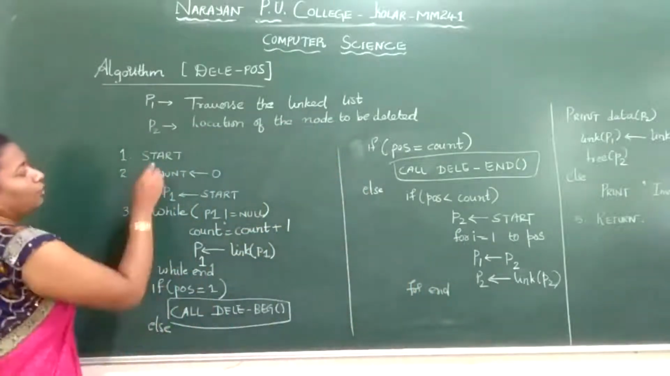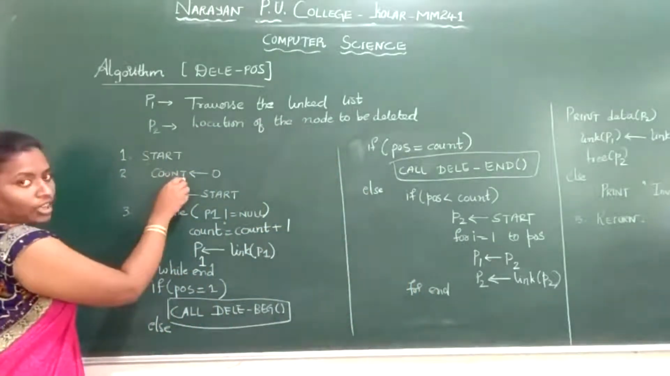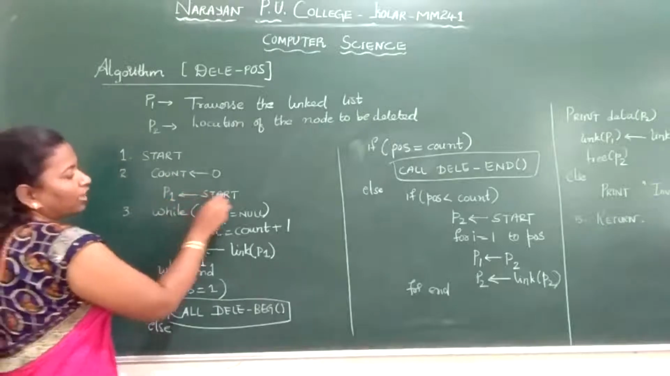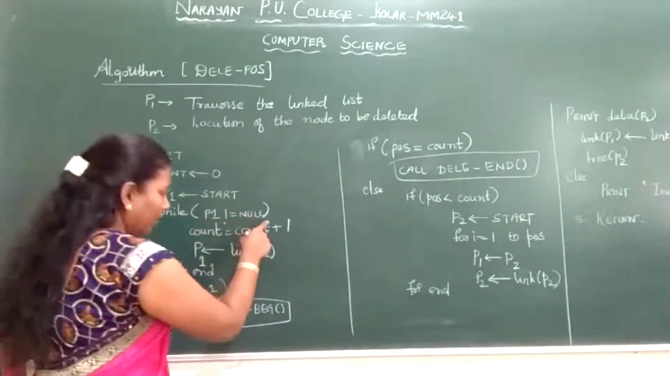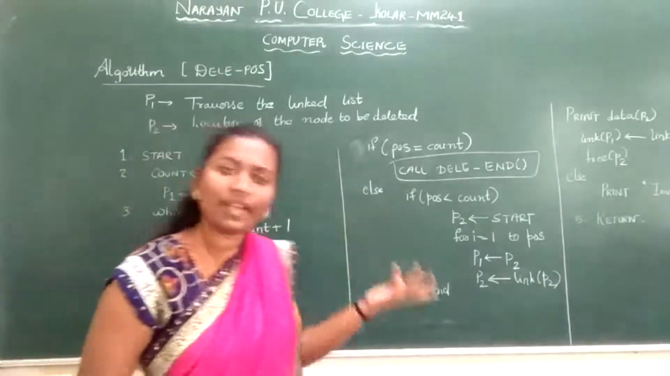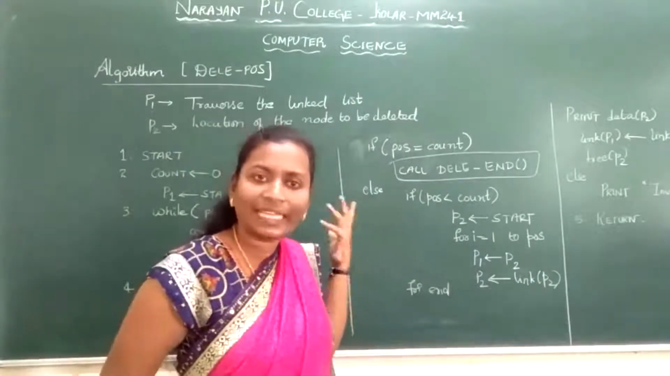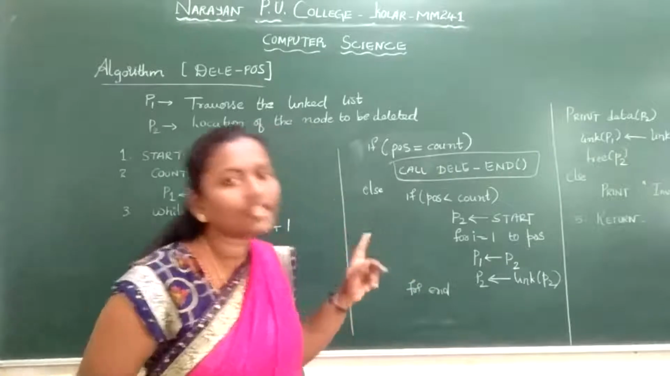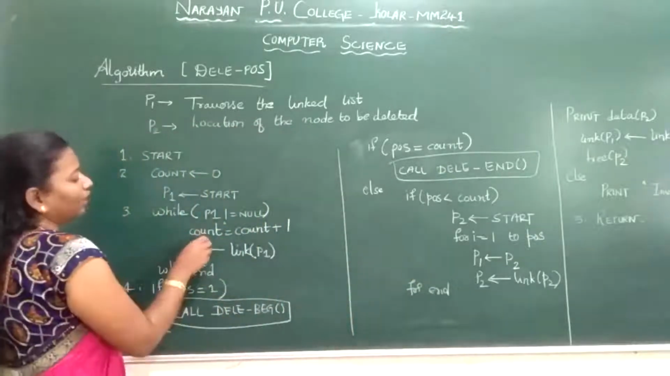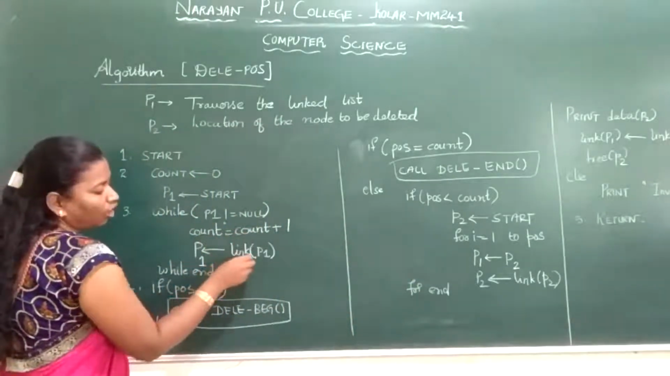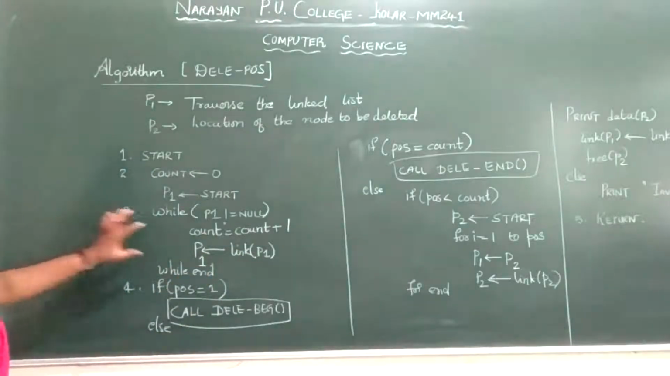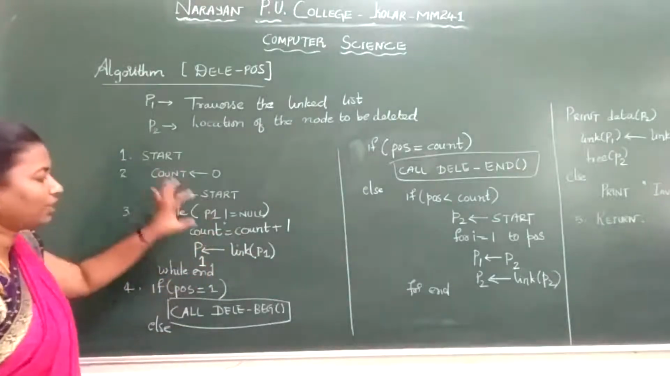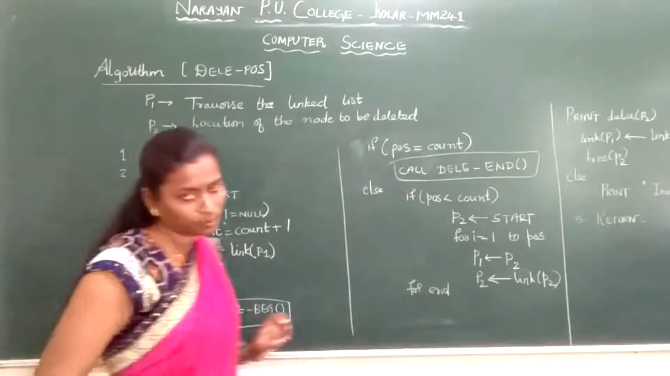So here I am going to start. Initially I set count equal to 0. I give P1 the start, while P1 is not equal to null, that means P1 is not pointing at the end. If that condition is satisfied, I will increment my counter and give the link of P1 to P1. This while loop will traverse till we reach the given position.